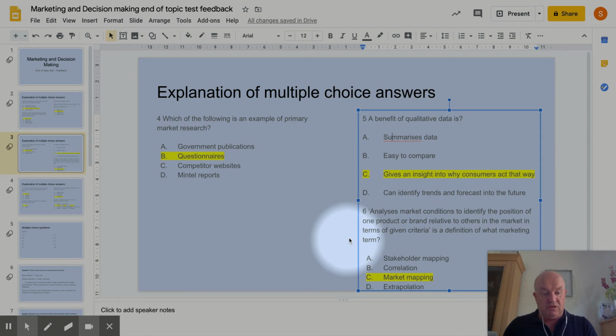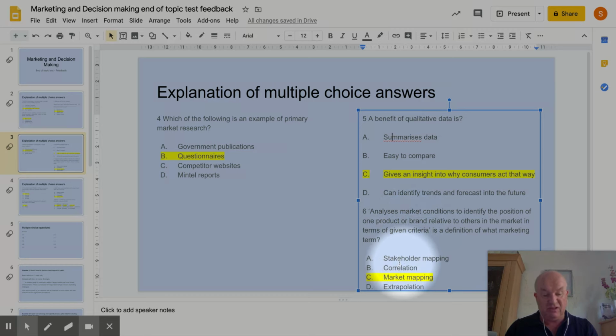Okay, let's move on to question number 6 then. Here we've got a term that we've got to think about what it means. It analyzes market conditions to identify the position of one product or brand relative to another in the market in terms of given criteria. And that is the definition of one of these things here.